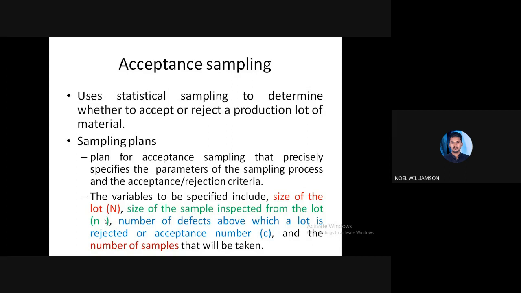And finally, the number of samples. So these are the main variables: one, size of the lot, then size of the sample, then number of defects, and finally number of samples, that is, how many times we have to take the sample. So this is regarding acceptance sampling. Now we will see another topic, that is reliability.